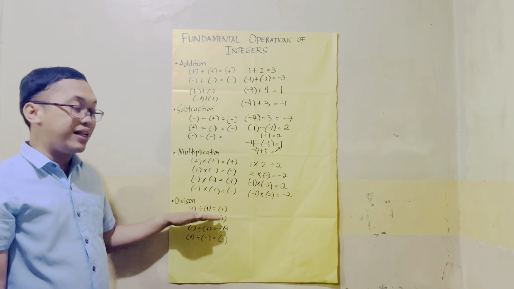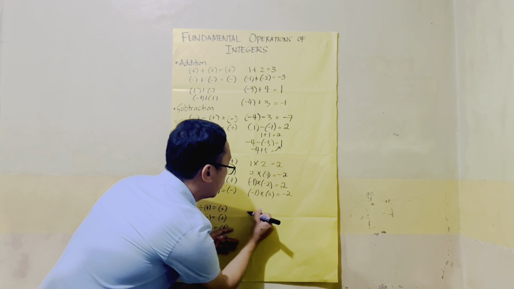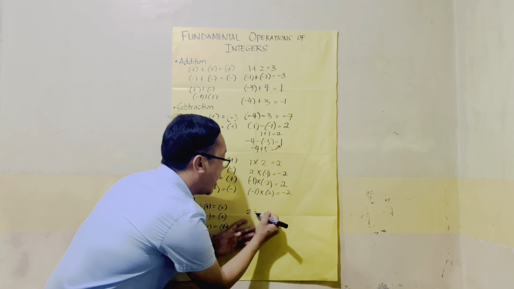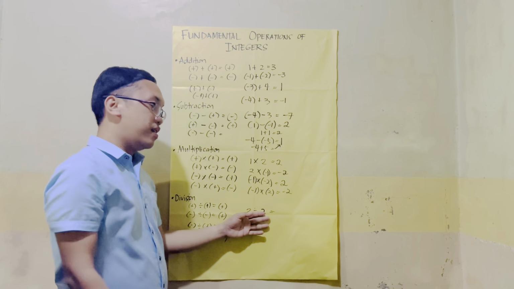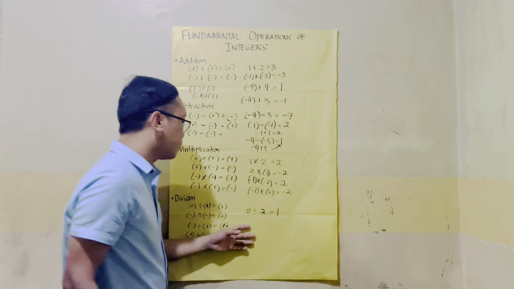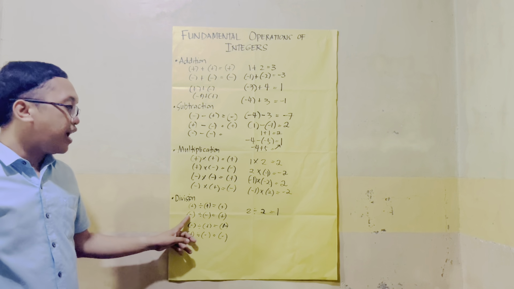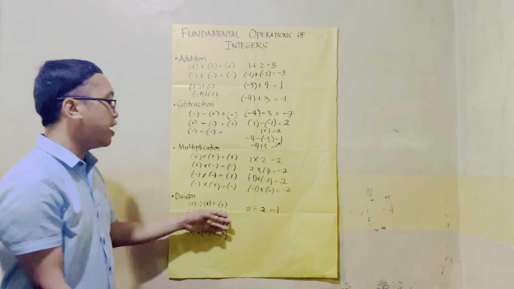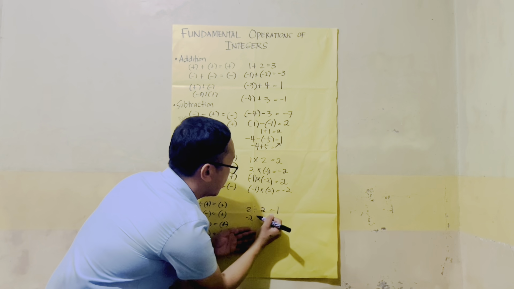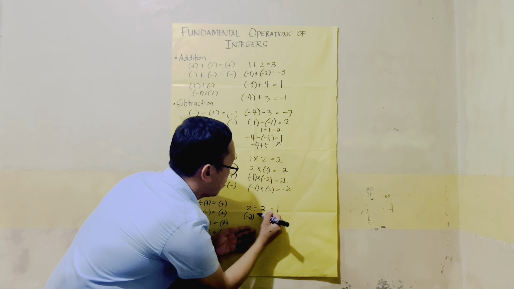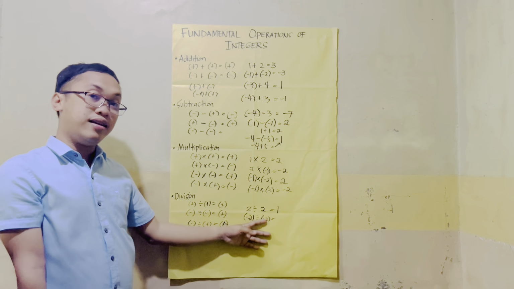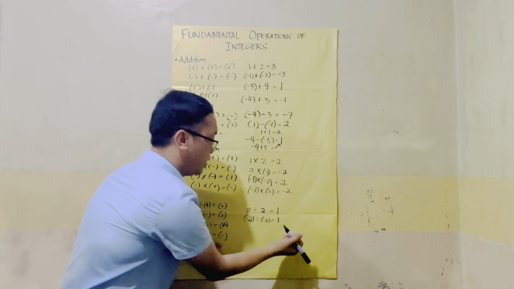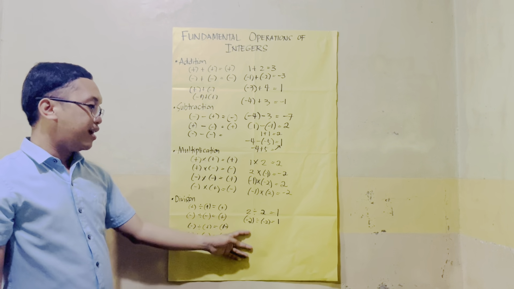The first one, a positive divided by positive. So let's say 2 divided by 2. The answer is positive 1. On the second, negative divided by negative. Let's say negative 2 divided by negative 2. The answer is positive 1 as well, since they are both negative.